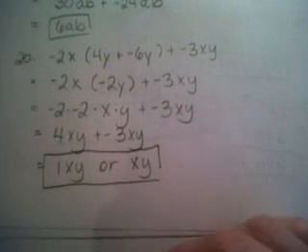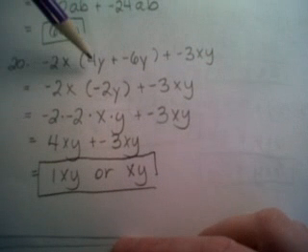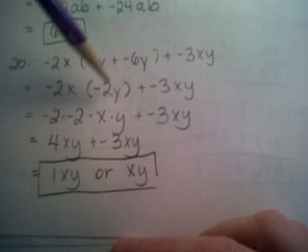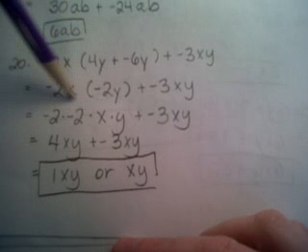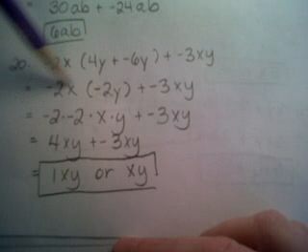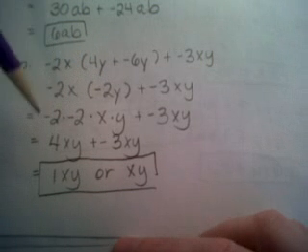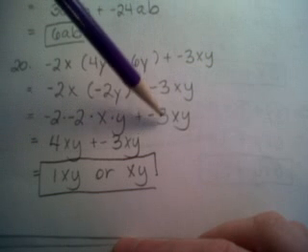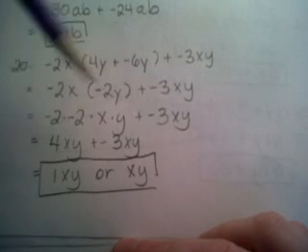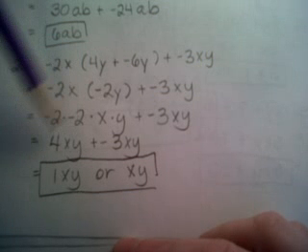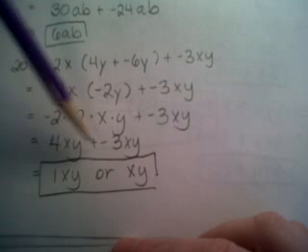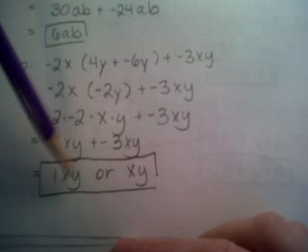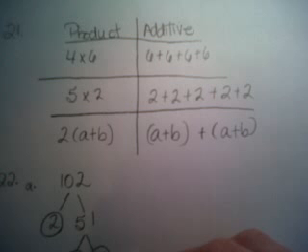Next on this problem, what I notice is I'm going to do what's inside parentheses first. These are like terms, so I can add them, and they add to become a negative 2y. Well, now I'm going to use that commutative property and rewrite it. So I get negative 2 times negative 2 times x times y, and here I still have plus negative 3xy. Well, negative 2 times negative 2 gives me a positive 4xy plus a negative 3xy, and when I combine those, I'm left with 1xy, or you can just write it as xy.